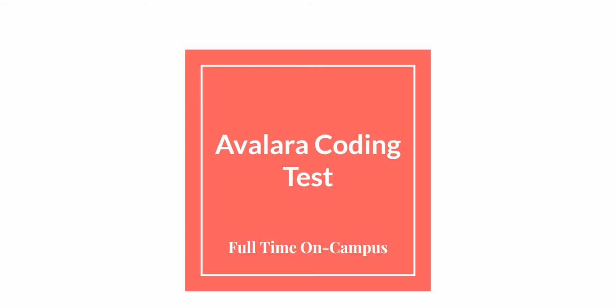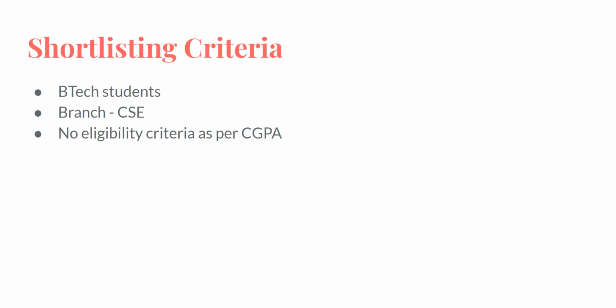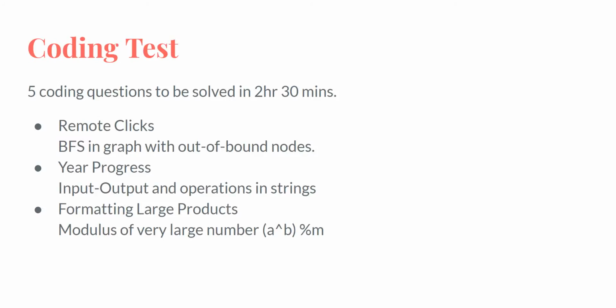In this video, I will give you an overview of the Avalara coding test, which was held as the first round for full-time campus placement by Avalara. The shortlisting criteria was that you need to be a BTech student, your branch needs to be CSE, and there was no eligibility criteria as per CGPA. It was a coding test. There were 5 coding questions to be solved in 2 hours and 30 minutes.